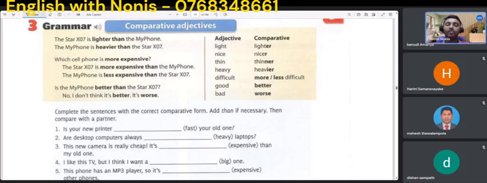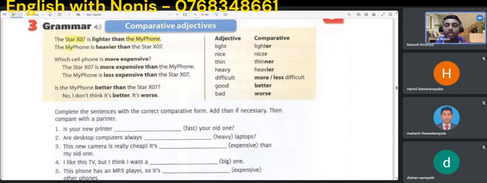So when you write the comparative form, always remember if both the nouns are there. So you can see the Star X07 is the item that we are comparing with my phone. So there are two things that we are comparing. Then you have to use the comparative form of the adjective, that is lighter. Then you have to use than, lighter than.